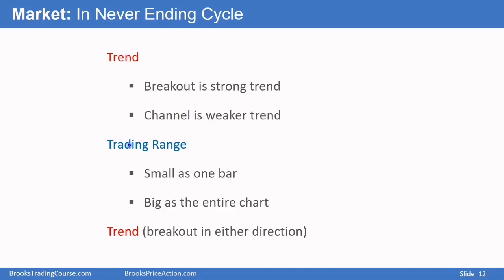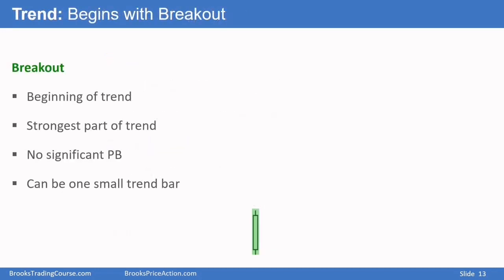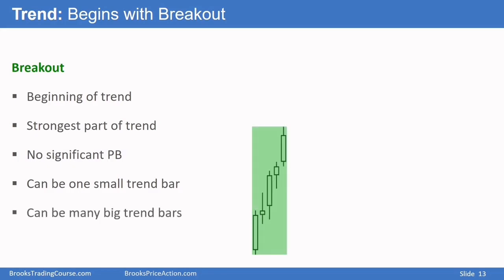It trends and enters a trading range. And then the trading range breaks out in either direction, and then you get another trend. And the process just continues to repeat. All trends begin with a breakout. It can be a single bar or it can be a series of bars. For example, here we have a bull breakout. Remember, every bull trend bar is a breakout. It's also a climax. The breakout is the strongest type of trend, and there is no significant pullback, and sometimes it can last several bars.